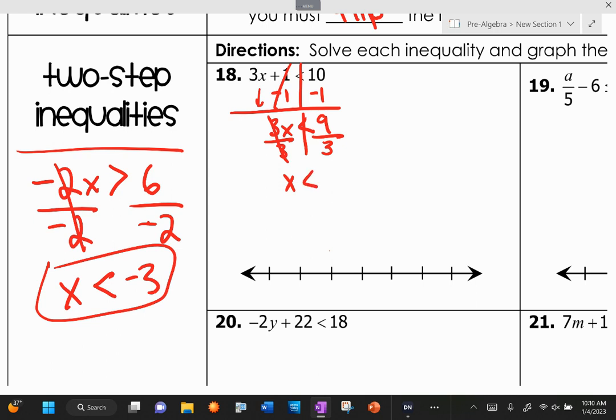X is less than 3 would be your solution. That is written in inequality notation. And then you are also going to write it as a line graph for your answer. So your answer is going to be 2 different answers on this right here. You've got x is less than 3, and then I'm going to go down here, put my point on the line graph for 3. X is less than, which means I'm going to be going back to the left.